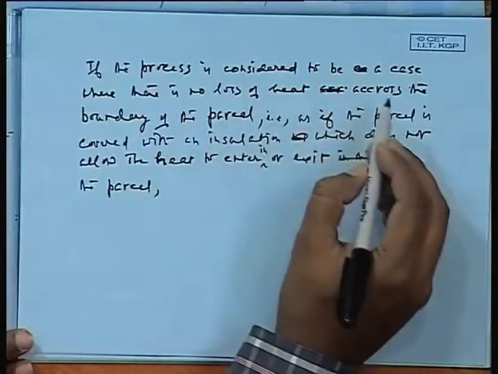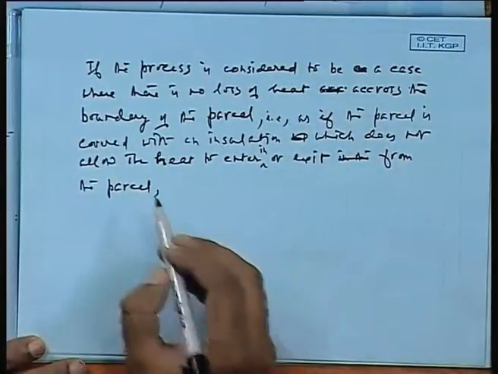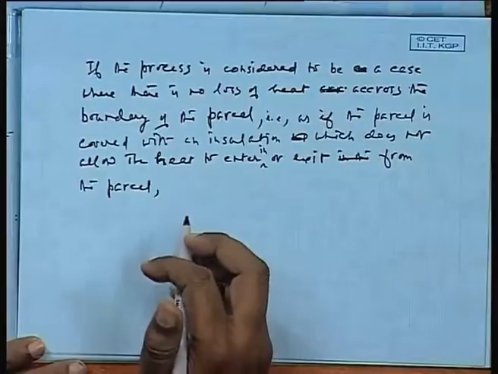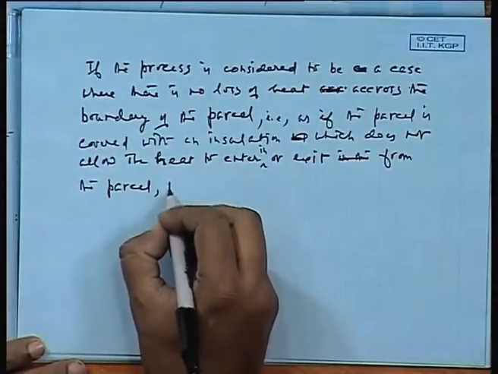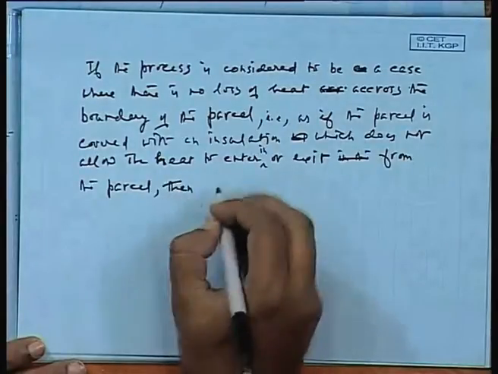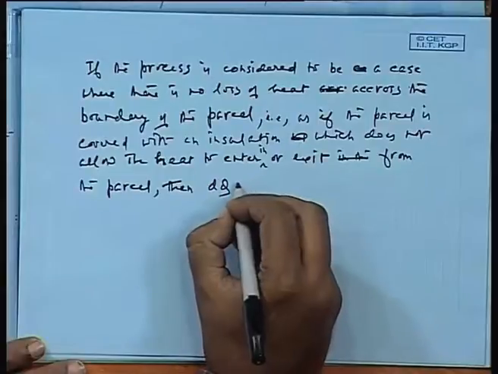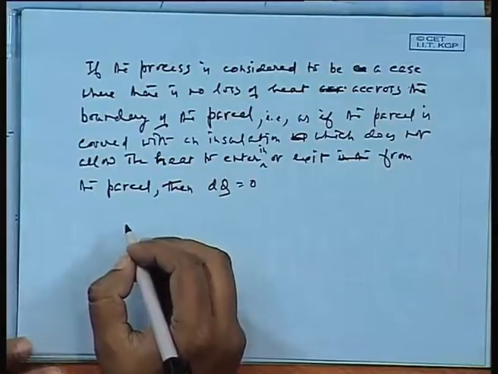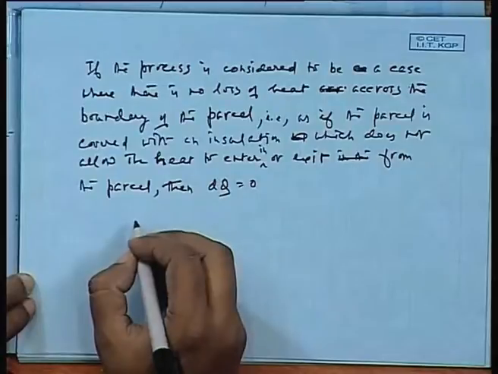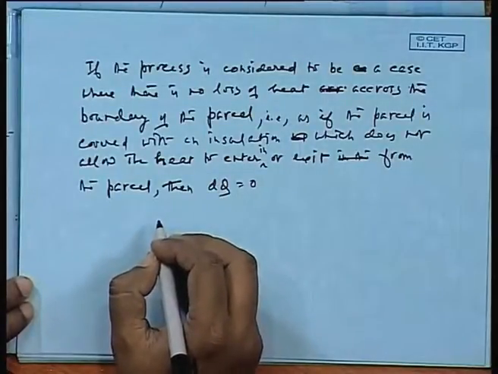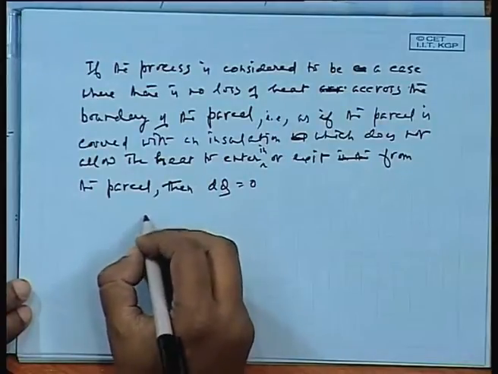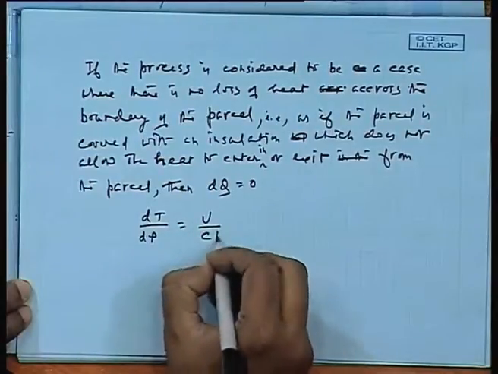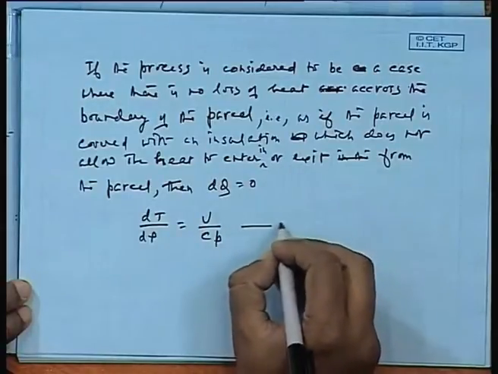if the process is considered to be a case where there is no loss of heat across the boundary of the parcel, that is, as if the parcel is covered with an insulation which does not allow the heat to enter in or exit from the parcel, then dq is equal to 0. If dq is equal to 0, we can very well write the above equation, that is dq is equal to cp dt minus v dp, as dt by dp is equal to v by cp. So the top equation is 1, and this one is 2.